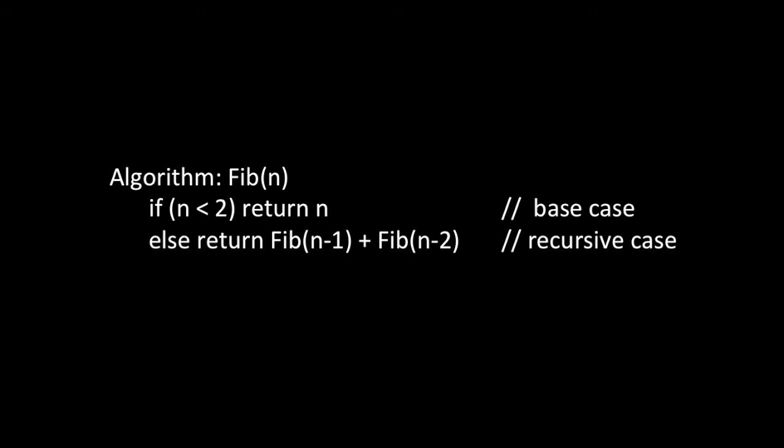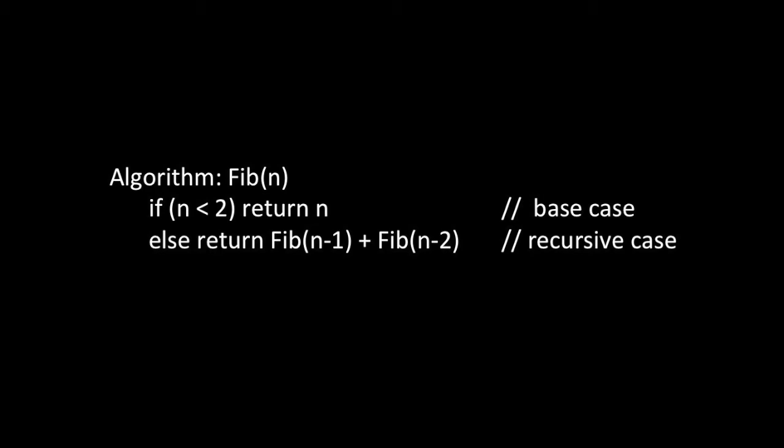In video 14.1, I also wrote a recursive algorithm for calculating the nth Fibonacci number. The Fibonacci sequence is 0, 1, 1, 2, 3, 5, 8. So starting with n equals 0, fib of 0 equals 0, fib of 1 equals 1, fib of 2 equals 1, and so on. Here's my pseudocode algorithm, which basically directly expresses the definition of the Fibonacci sequence.